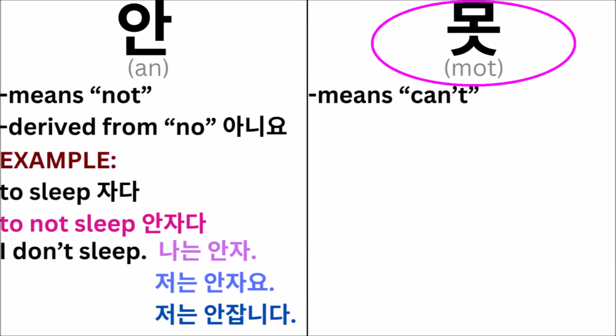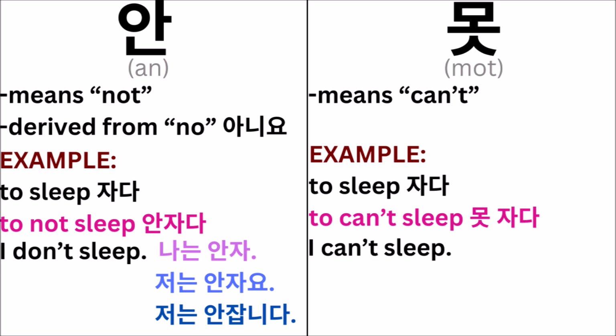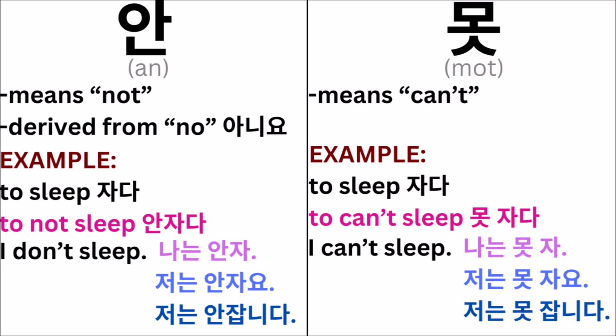Another way to make verbs negative is to add 못 in front of the verb. 못 means cannot. For example, we can add 못 in front of 자다 to make it into can't sleep. 못 자다. I can't sleep. 나는 못 자 in the casual form, 저는 못 자요 in the polite form, 저는 못 잡니다 in the formal form.